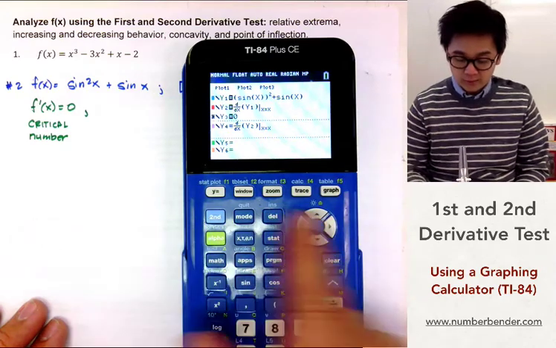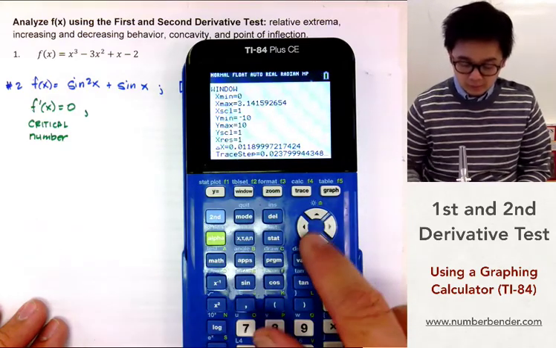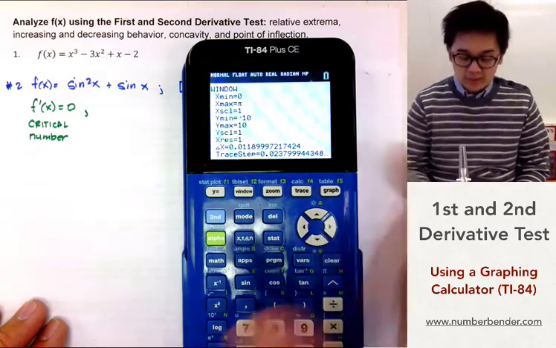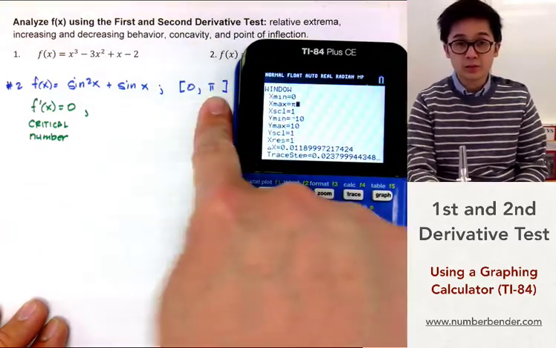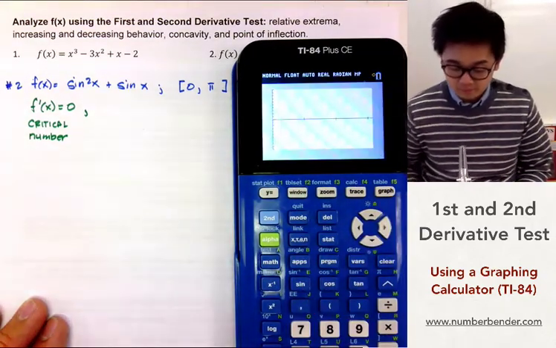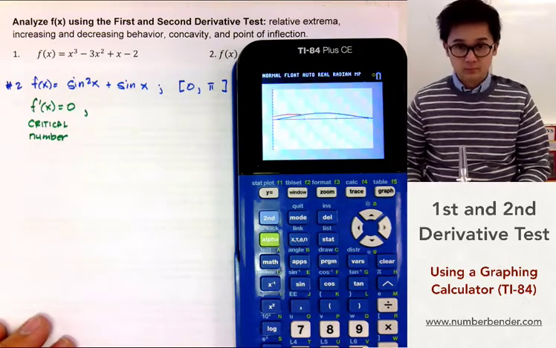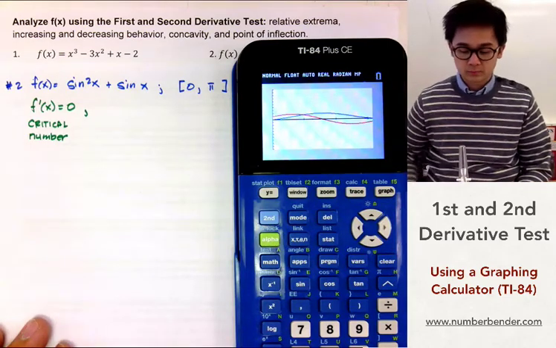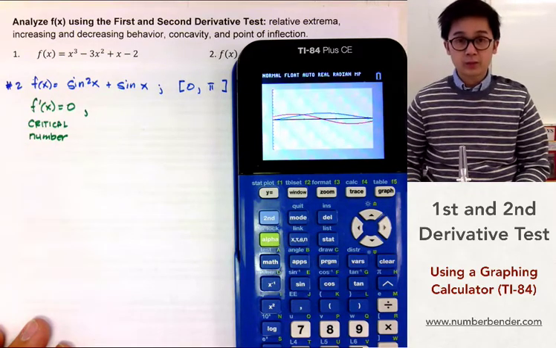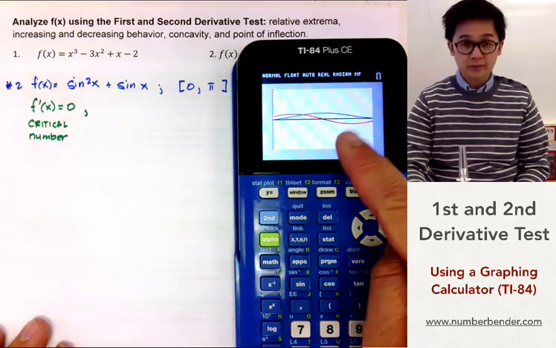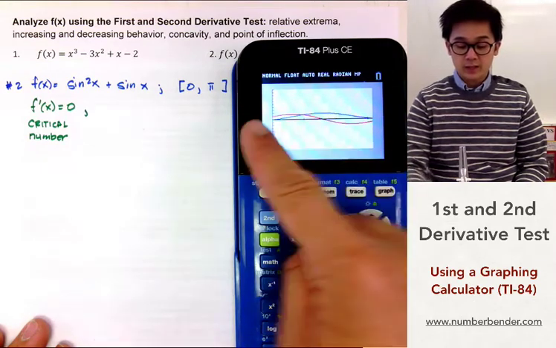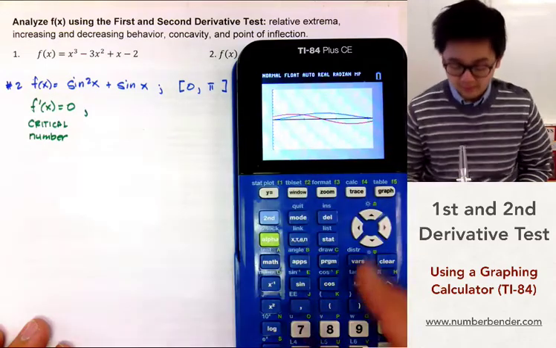So we can also change the window from 0 to pi, so we can have the graph from 0 to pi, so it will be a little bit bigger. So let's graph it. So now we can find the critical number by finding the point of intersection of our red graph, represented by the first derivative function, and y equals 0, which is the x-axis.